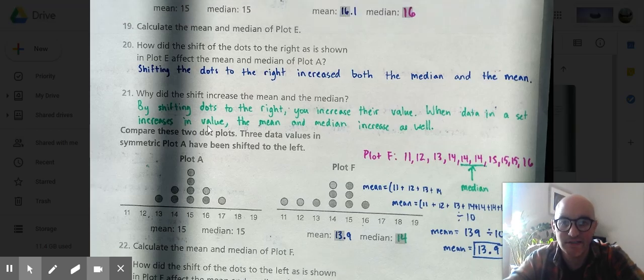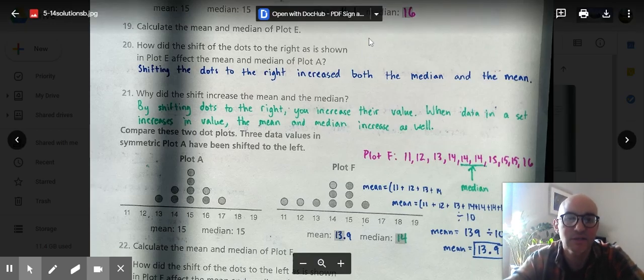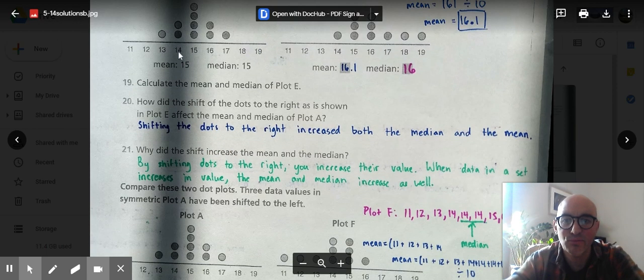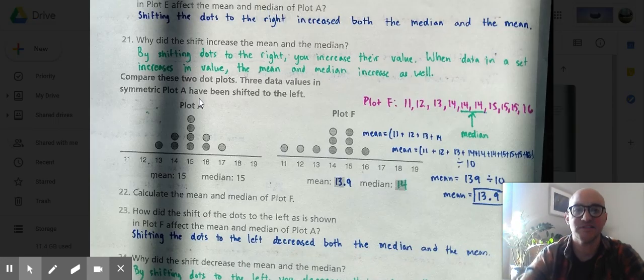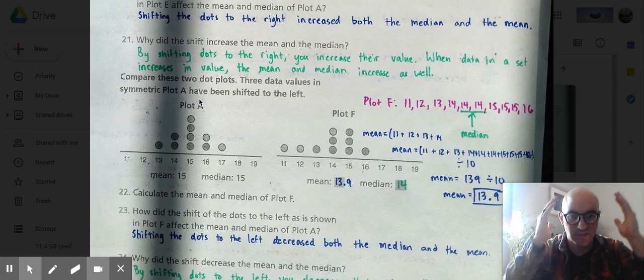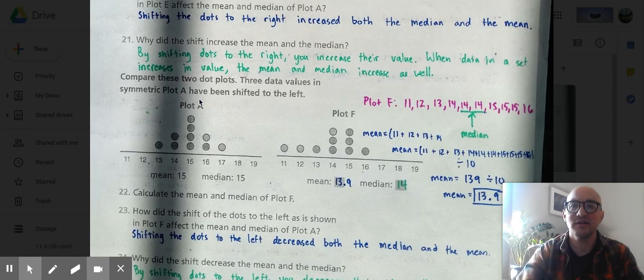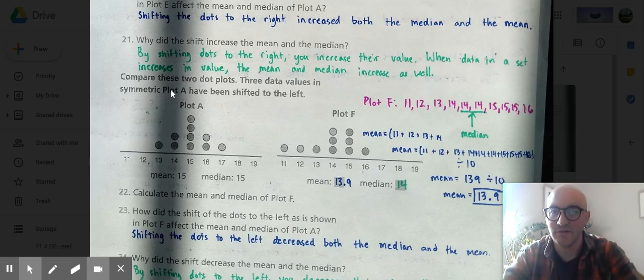When data in a data set increases in value, then the mean and median can increase as well. So pretty straightforward. This is a number line. When we move right on a number line, our values go up. When we move left, values go down. When values go up, mean and median go up. When values go down, mean and median go down. Pretty straightforward there. We're just practicing this, getting this really squared away in our heads so we understand how these concepts work together.